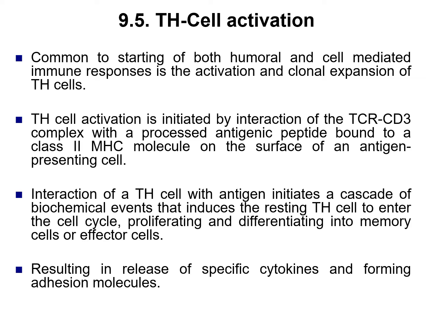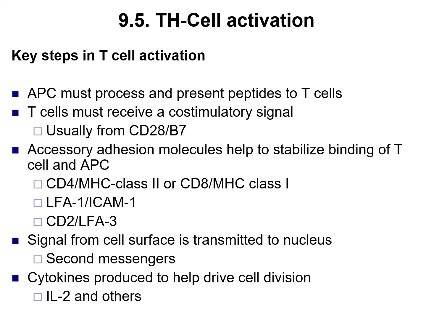So this TH cell will interact with the antigen and it starts a cascade of events that makes the resting T helper cell undergo mitosis. So they will divide, proliferate, and differentiate into memory cells or effector cells. So the T helper cells can become memory T cells and they can also become effector cells. The resulting release of cytokines will form adhesion molecules.